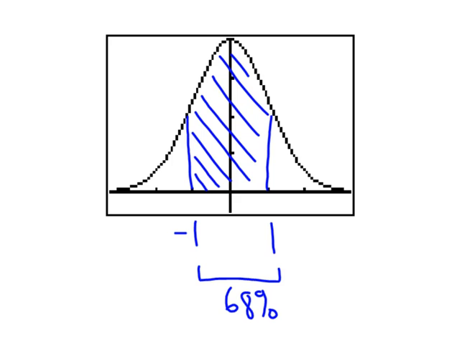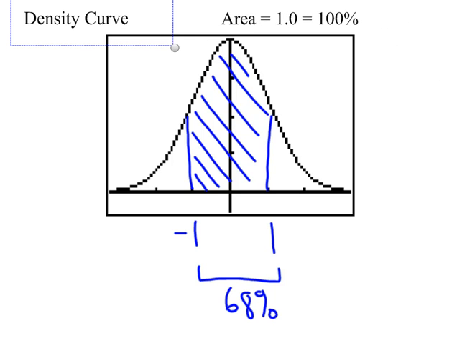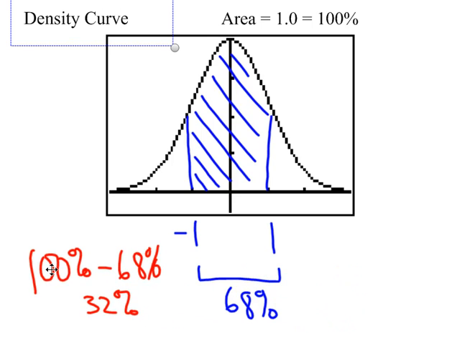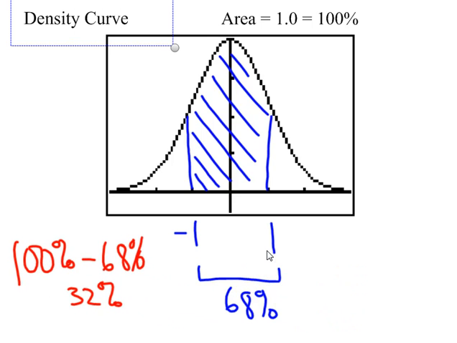Now, the normal curve is a density curve, and that means that its area is equal to 1, or 100%. That means if the 68% within 1 standard deviation of the mean is taken out, there's 32% left over. And if I divide that by 2, that means there's 16% on either side. Again, because it's a symmetric curve, half of the difference will be on the left and half will be on the right.